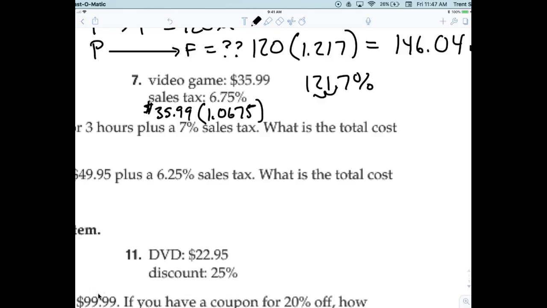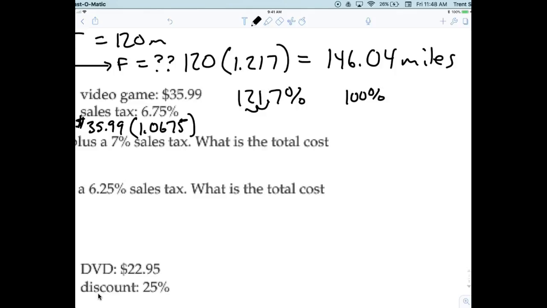Does everybody understand that? Because you have to pay for the game, plus you have to pay the what? Sales tax. The store does not pay the tax, you pay the tax. Okay, so watch this. When you buy something, you have to pay what percent? 100%. Plus, you have to pay the tax. So you have to pay 106.75%. You just added. And then what do I do? Move it back over two places. You with me now, right?